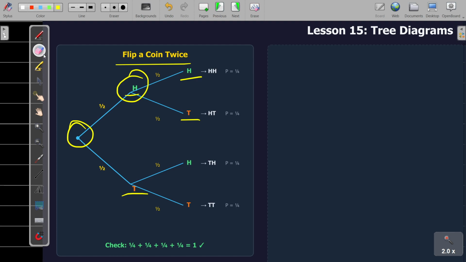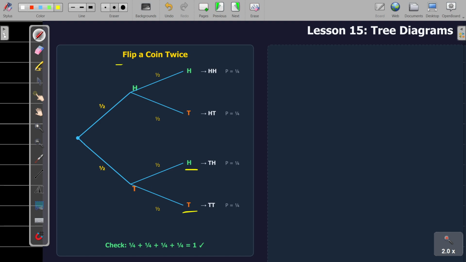Now if you got tails first, which is down here, then you also have two choices for the second flip. You can either get heads or you can get your second tails. So you want to be drawing the two branches coming off the first tails.